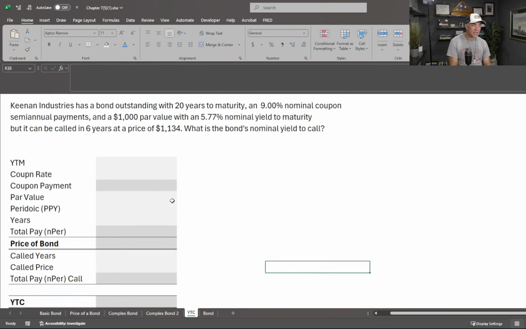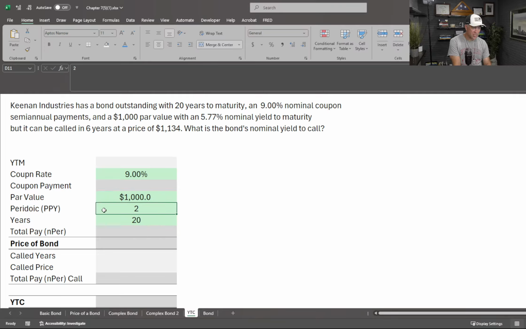All right, Keenan Industries has a bond outstanding with 20 years. So I'm going to put that there. Kind of go as we go. It's 20. A 9% nominal coupon payment. That's coupon 9%. So we want to plug that in at the coupon rate. Semi-annual payments, that means twice a year. That means we're in 6-month intervals. Always keep that in mind. Par value does not change, 1,000.